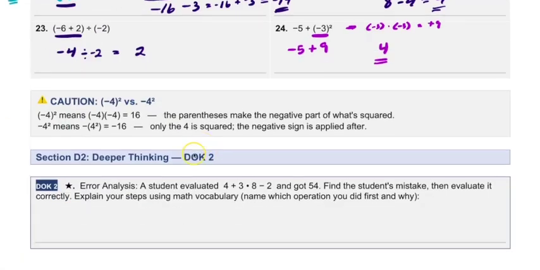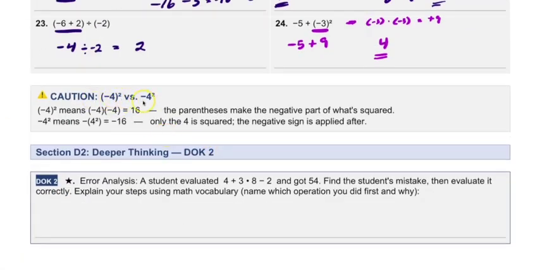Also, just that easy. Right here, again, remember, notice that versus that. Parenthesis, positive 16. No parenthesis, you do the negative. You do the 4 by itself first, and the negative on the outside.